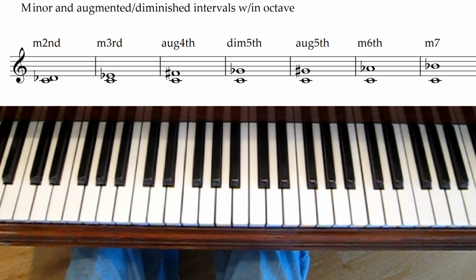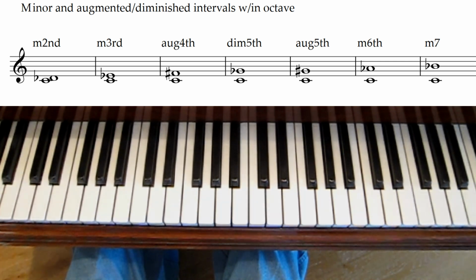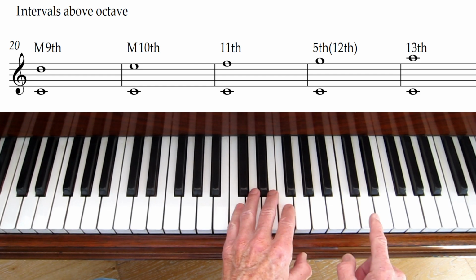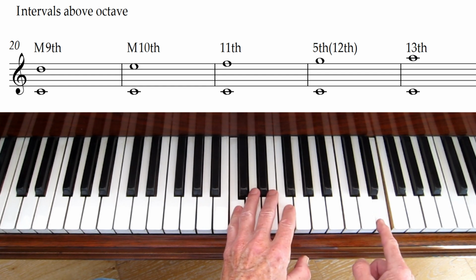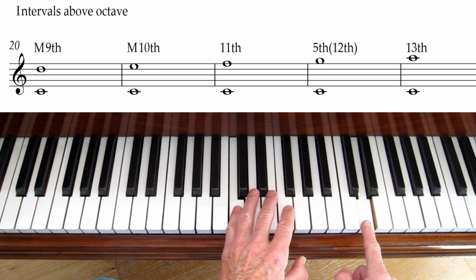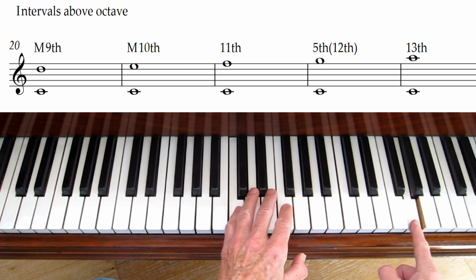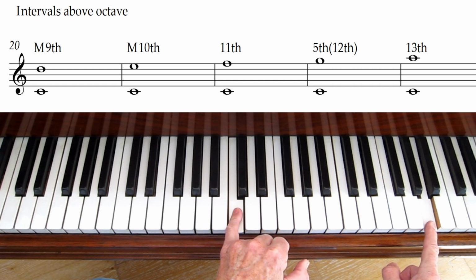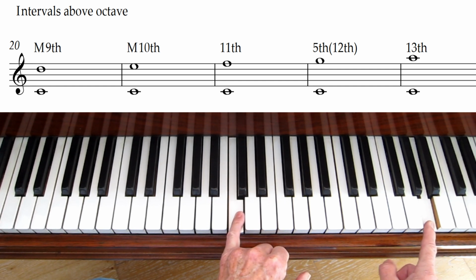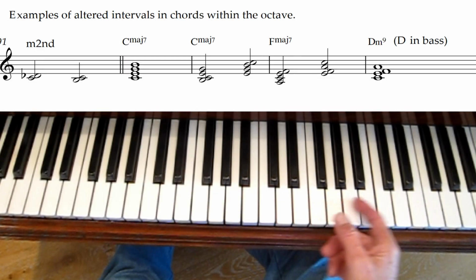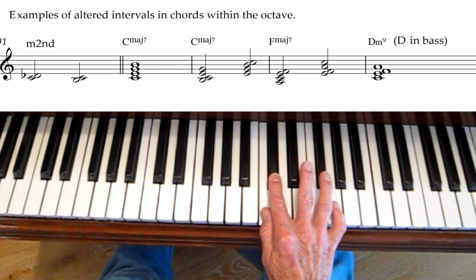Now we're going to go into the upper structure, the notes above the scale, above the octave. Above the octave, the 9th, the 10th, the 11th, this is the major 9, the major 10, the 11, the 12, which is really the 5th, we call it the 5th, and then the major 13. And for terminology, for jazz and chord symbols, we don't go above 13.